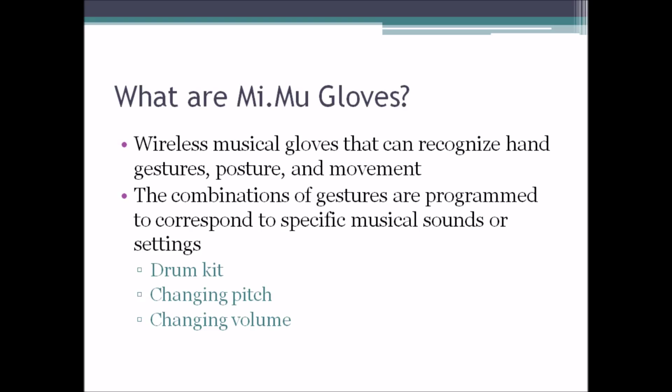What are Mi.Mu gloves? The Mi.Mu gloves are a pair of wireless gloves that recognize complex hand gestures, postures, and movements using a combination of bend sensors that run along each finger. Combinations of gestures are programmed using the mapping software to correspond to specific musical sounds or settings. They can be used to create a virtual drum kit or allow the user to apply different types of audio filters. The user can also map certain gestures to change the pitch or volume to various levels.